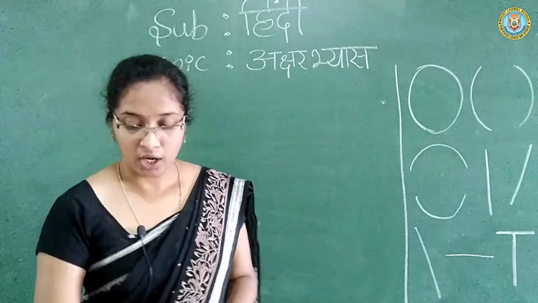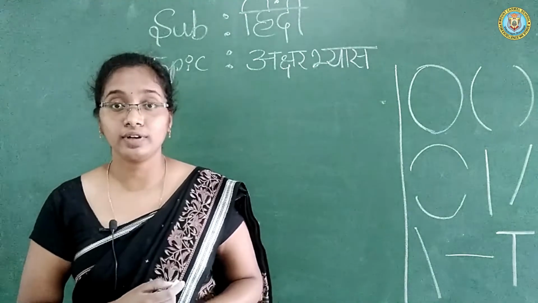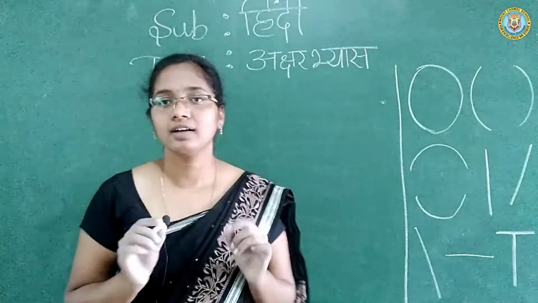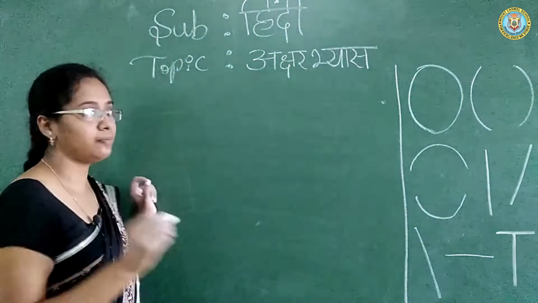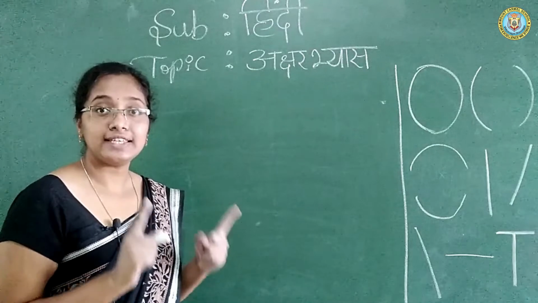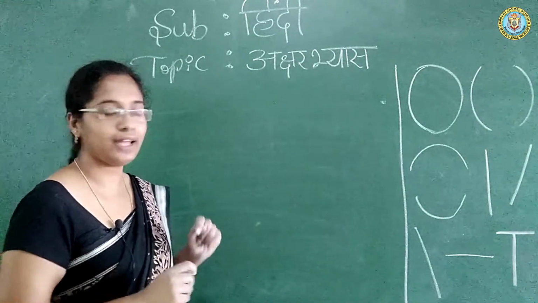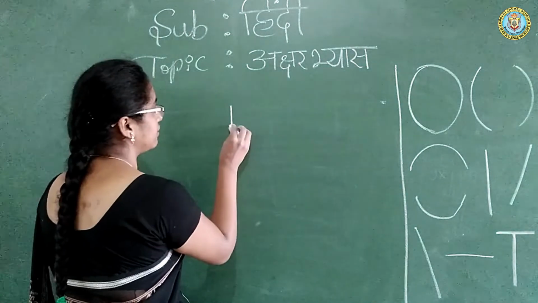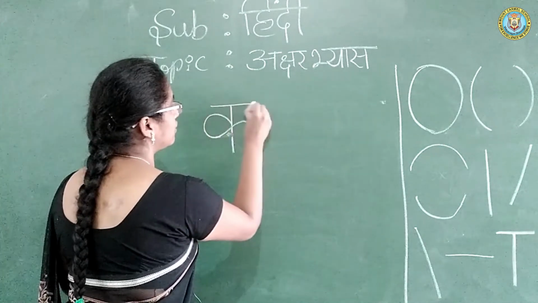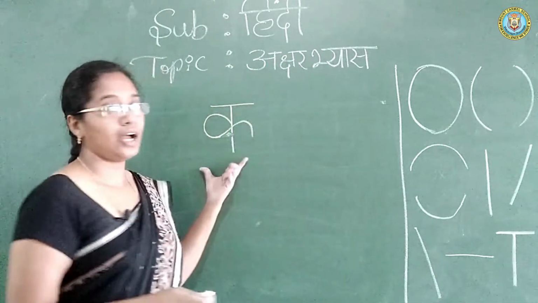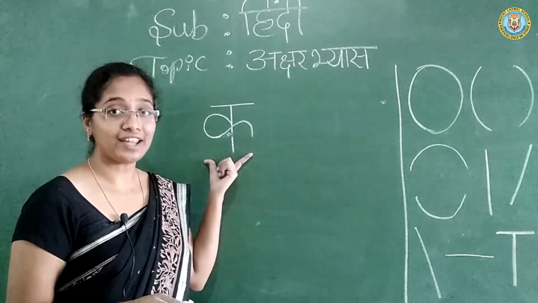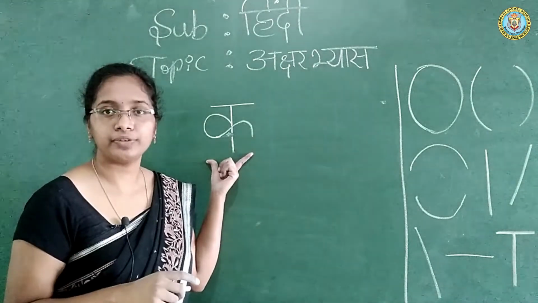I hope all of you have written it in your book. The letter is K. The Hindi varna is K. Now I will write it on the board. Make sure whether it is right or wrong. I hope all of you have written this letter on your notebook.